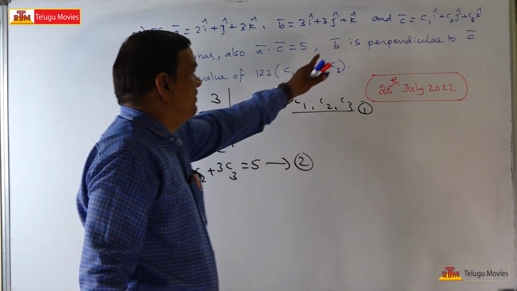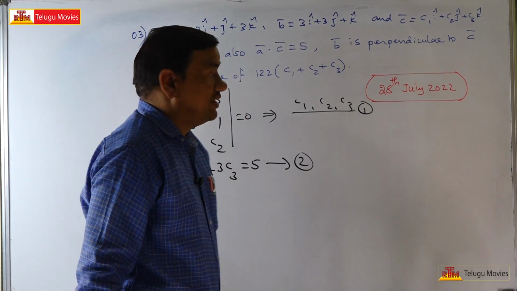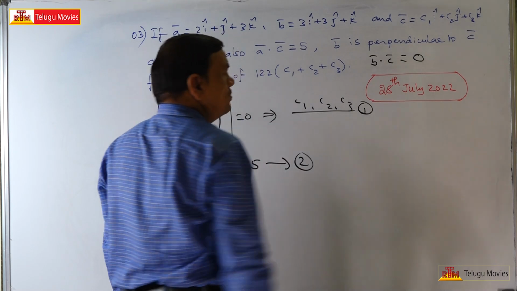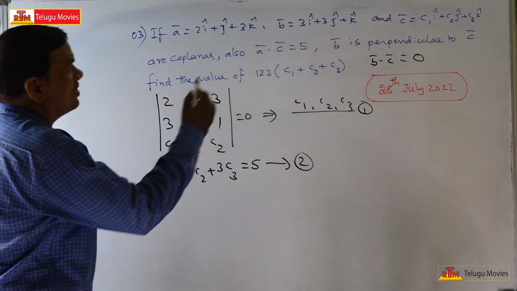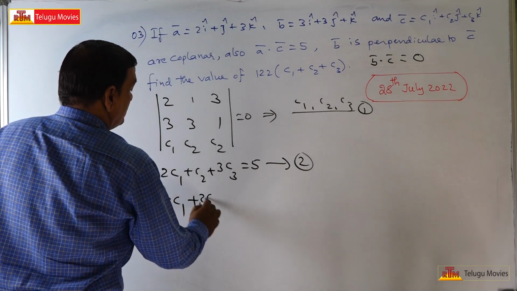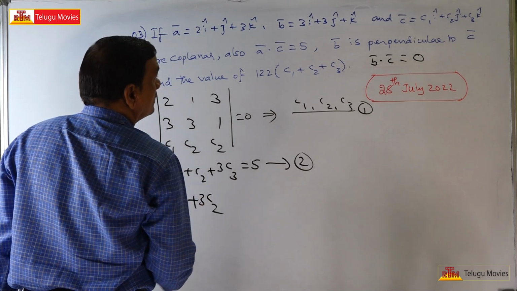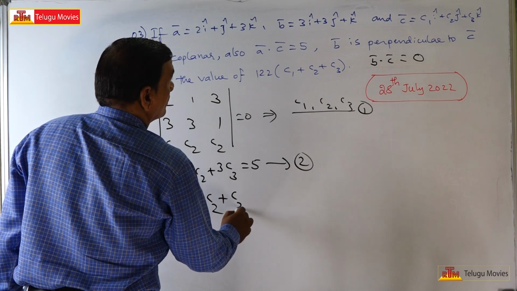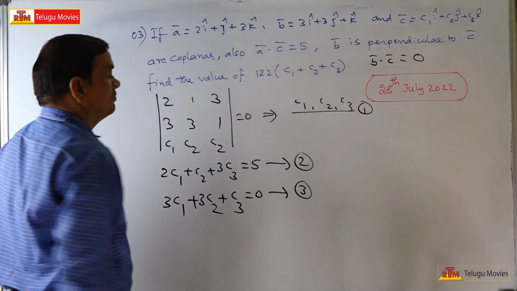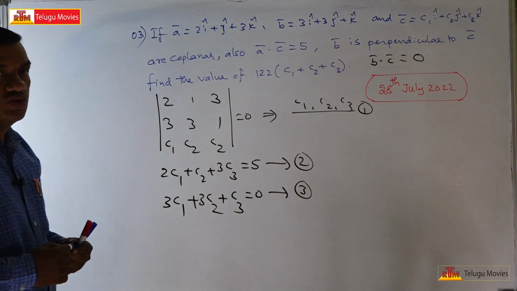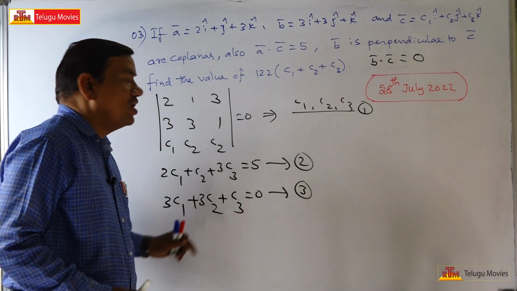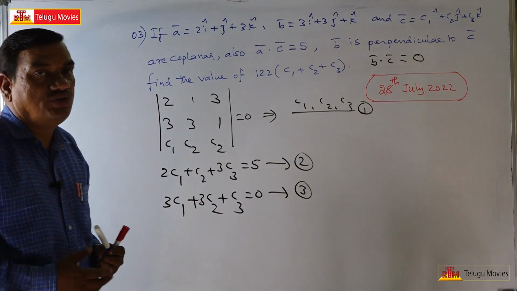Third, what condition is given? B bar is perpendicular to C bar. B bar is perpendicular to C bar means B bar dot C bar is equal to 0. What is B bar dot C bar? That is equal to 3C1 plus 3C2 plus C3 equal to 0. This is the third equation. Now solve these three equations. You will get C1 value, C2 value, C3 value.